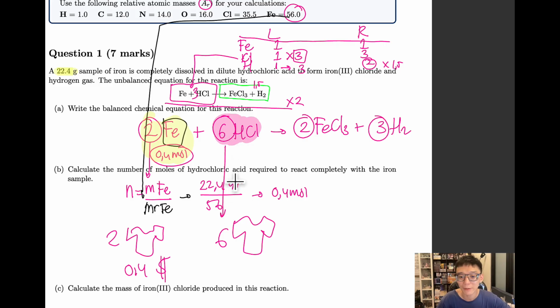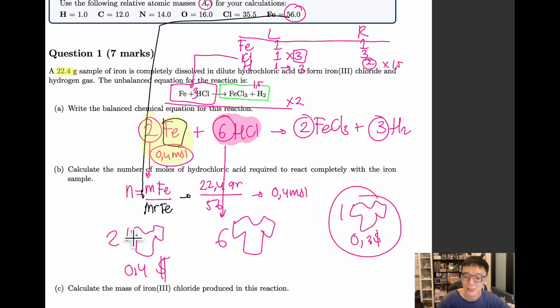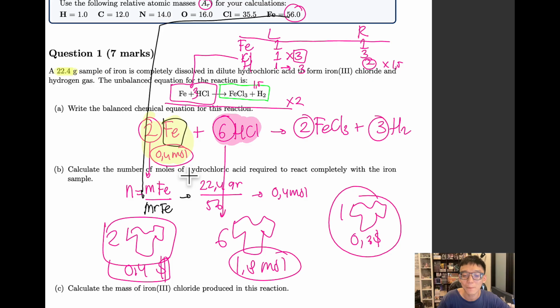So if I were you, I would find actually 1 piece of clothing is worth $0.2 because I divided 0.4 by 2, so that I get that 1 clothing is $0.2. Means that 6 here is 1.2 mole. So the mole of hydrochloric acid required to react completely with the iron is exactly 1.2 mole.